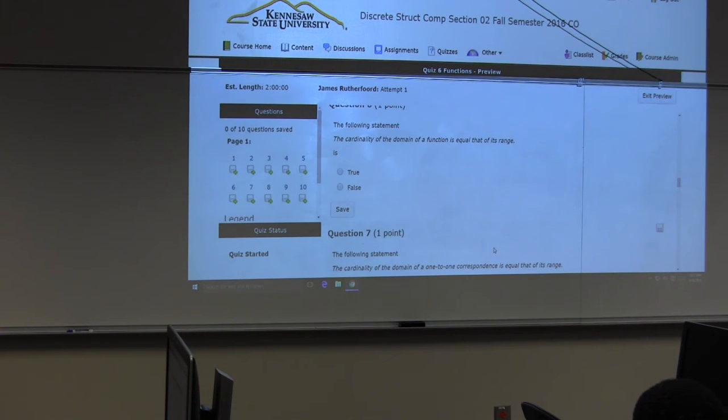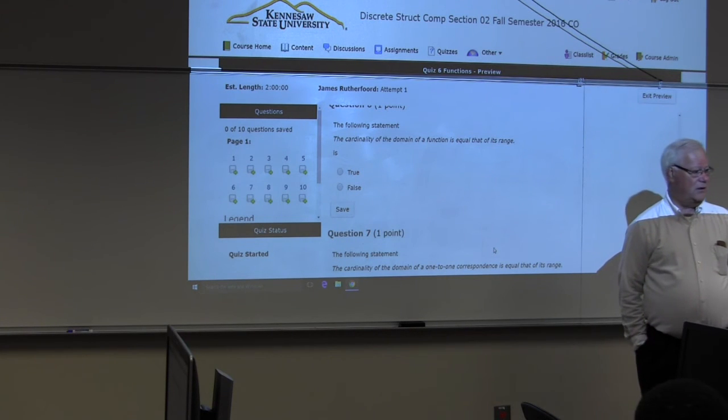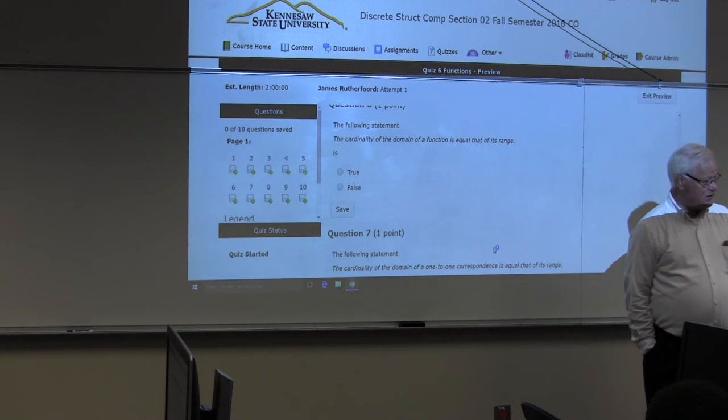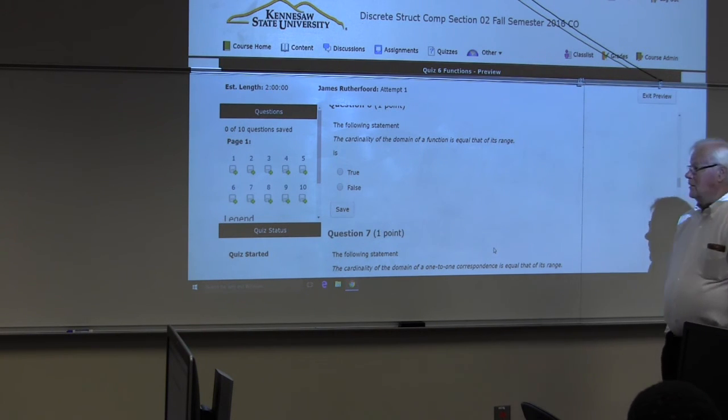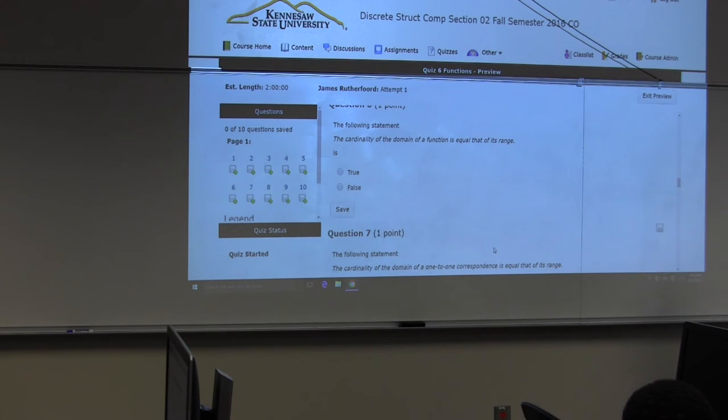Okay, the cardinality of the domain of a function is equal to its range. Is that true or false? You remember what cardinality was in sets? It's the number of elements in the set, right? It's just counting the number of elements in the set. So, the cardinality of the domain of a function is equal to that of its range. False, right? What could we say about it? It's greater than or equal to, right?